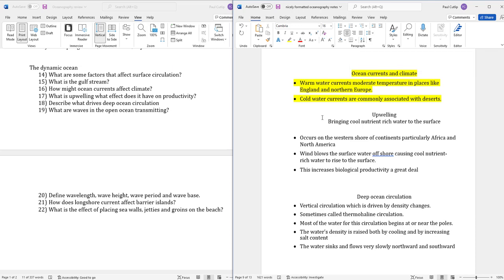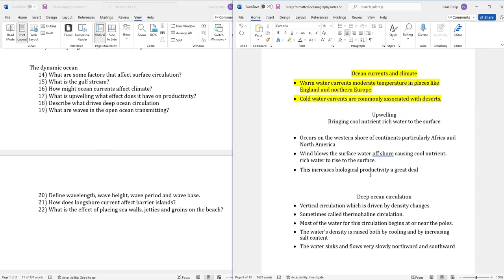The other thing is cold water currents are commonly associated with deserts. So where you have deserts, you very frequently have cold water currents offshore. I don't think they're causing them, but they're associated with them, and they're certainly not helping any. Okay, let me see. So here we go.